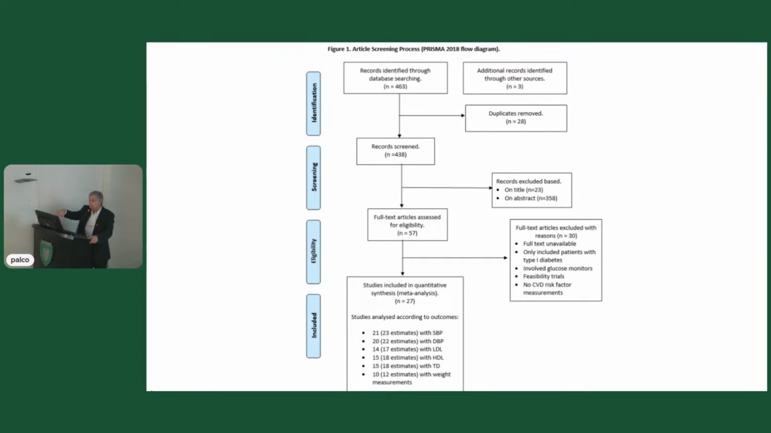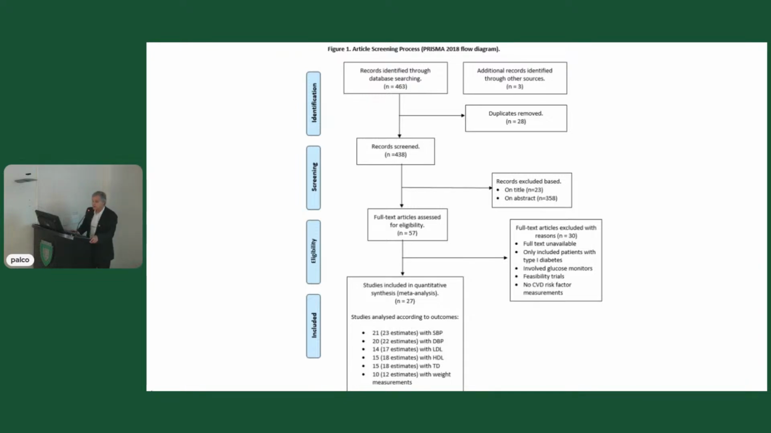So out of 463 articles we extracted on this issue, we were able to evaluate in the end 27 for the effect. And 21 of them, out of the 27 studies, focused on systolic blood pressure, but they had 23 estimates. So it's not 21 studies and 21 endpoints. It's 21 studies, 23 endpoints, outcomes. Okay, so this is how we came to it.